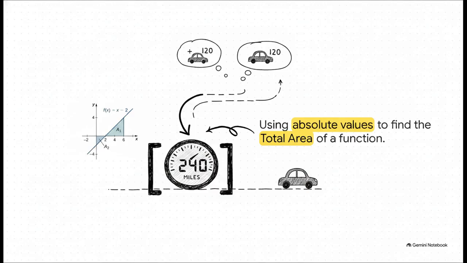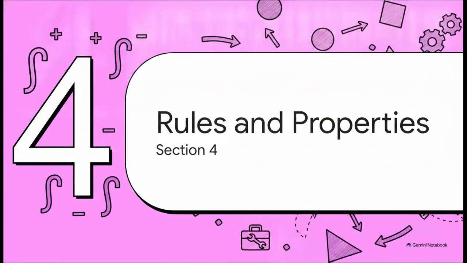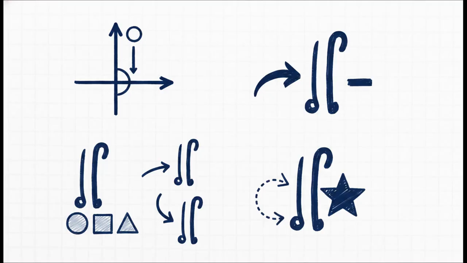Makes sense, right? Let's quickly move into Section 4, Rules and Properties. Okay, rapid fire time. To help you evaluate complex integrals without having to graph them out every single time, here is an essential toolkit of core properties. First up, if your upper and lower limits of integration are exactly the same number, like measuring from 5 to 5, the integral is just a vertical line. It has 0 width, so it contains absolutely 0 area.